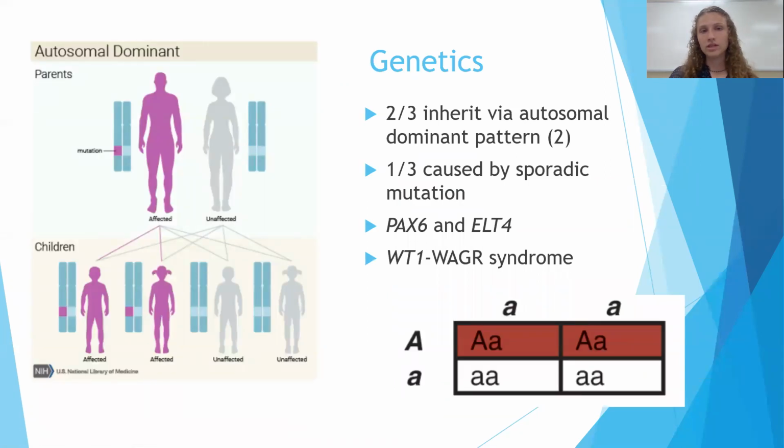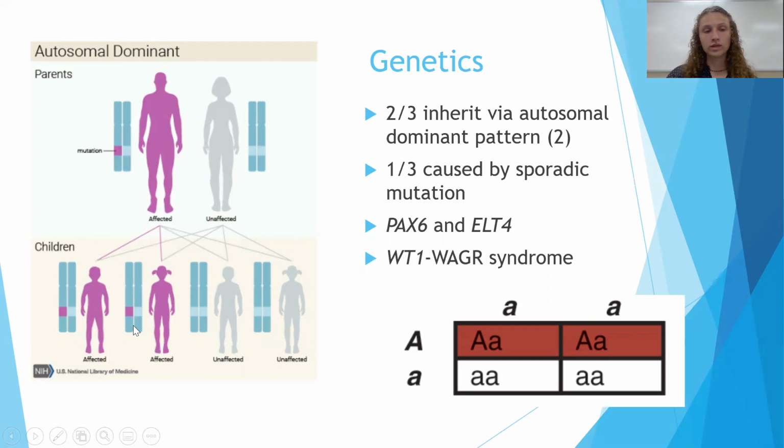Aniridia is inherited genetically. About 2/3 of the affected population inherit this through an autosomal dominant pattern. That's explained here on the left. This male is affected. It has one mutated copy and one normal copy of the gene that causes aniridia, and this female is unaffected. So upon meiosis, to form the gametes, these chromatids will split, and this affected copy will go into 2 of them, and this unaffected copy will go to the other 2. And that explains why there's a 50-50 split of affected children.